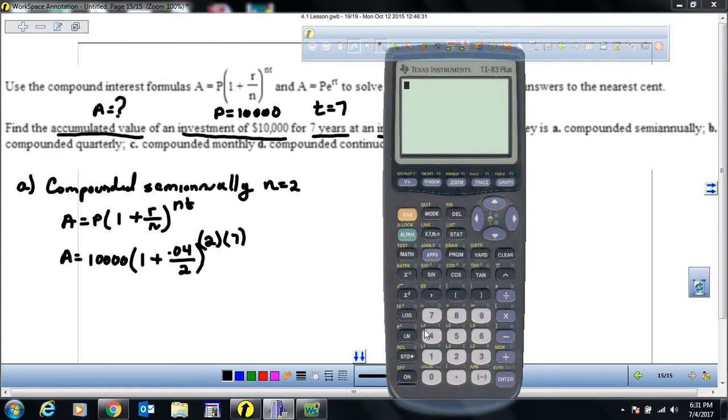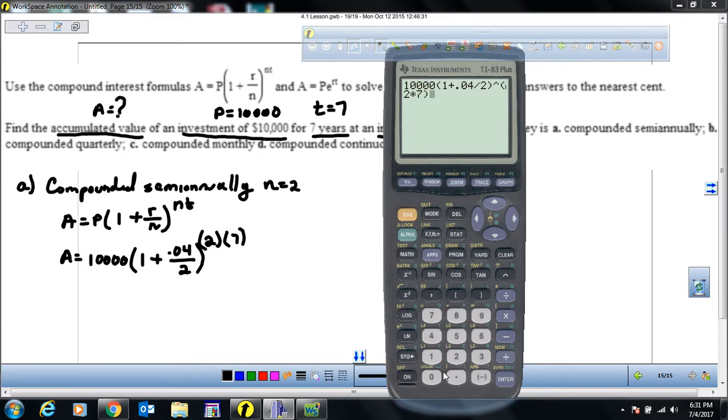So we're going to do $10,000 parentheses 1 plus the rate, which is 0.04, divided by n, which is 2, everything raised to the power of 2 times 7, and we close a parenthesis, and that gives us the amount.